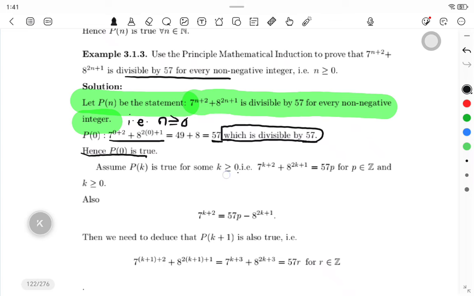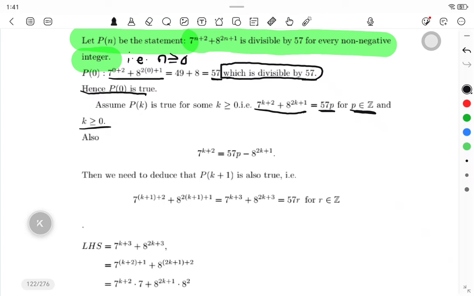Then we copy this. You replace n by k. Then we're going to say this is equals to, and we're not going to say it's divisible by. We're going to write this in mathematical form after assuming. This is equals to 57p, for p an element of an integer and k greater or equal to 0. Now, this one of divisibility, guys, after letting this be equal to 57p, you're always going to let something be subject to the formula here. So we're going to pick this for the time being, 7 to the k plus 2 to be equal to this.